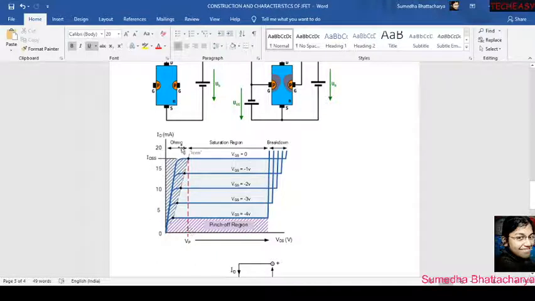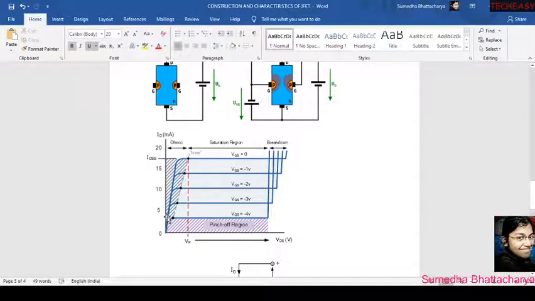So here you can see some regions, right? In this region we can call this the pinch off region. This is the pinch off region, and you can see that the curve connects the points where we can identify the pinch off voltage. You can see that curve, and this gray region is called the ohmic region.